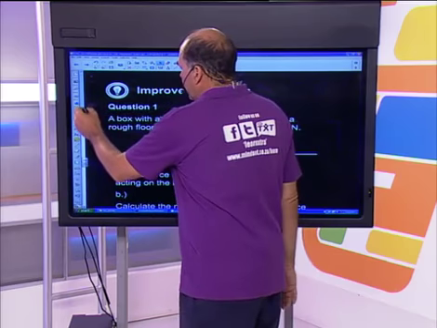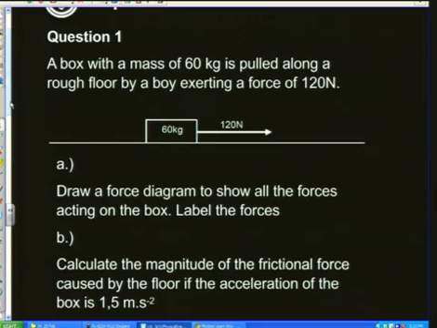So the first question that we've got says, a box with a mass of 60 kilograms is pulled along a rough floor, important, by a boy exerting a force of 120 newtons. So there's a little diagram they're giving, making it easy. So there's the force applied. I'm just going to call it force applied, APP. And there we've got the mass of the box, which is 60 kilograms. But we were told that there's a rough floor.